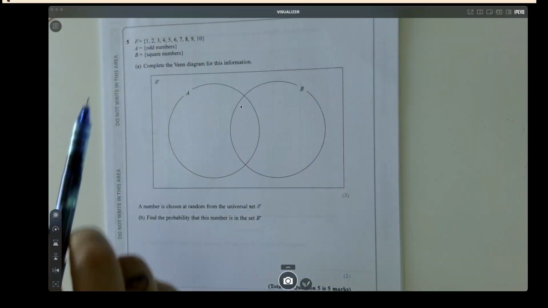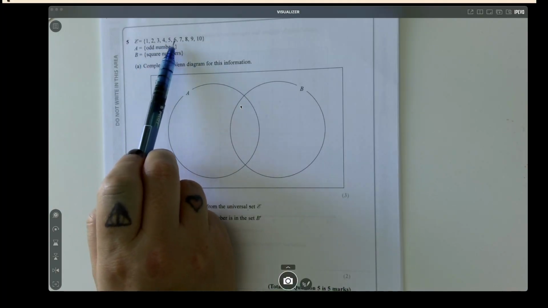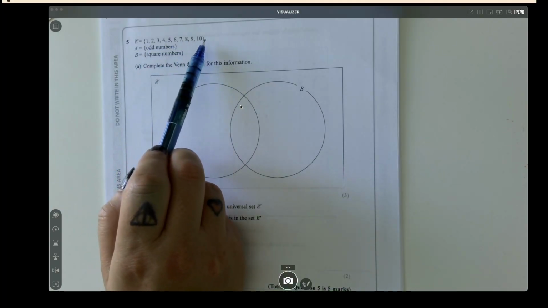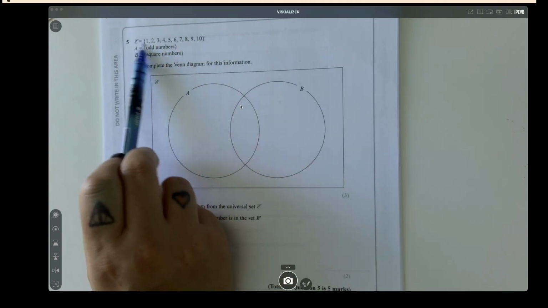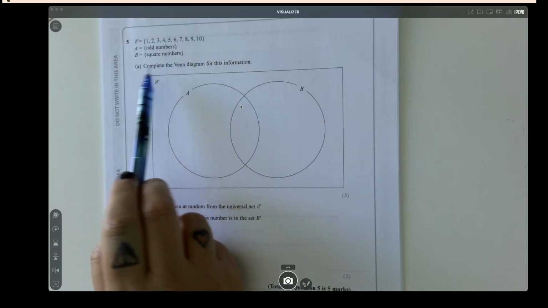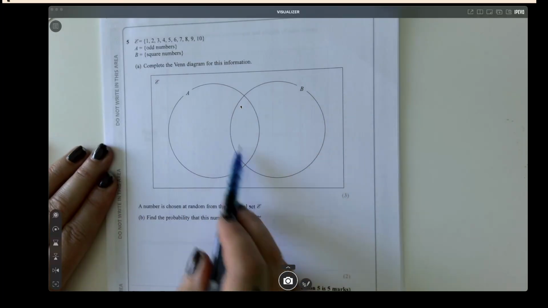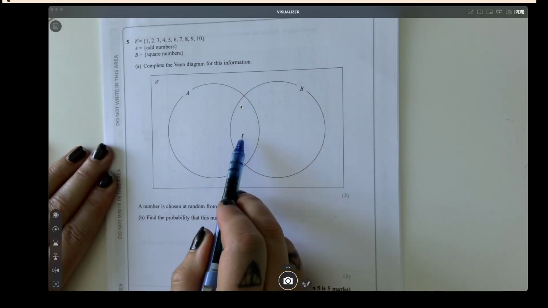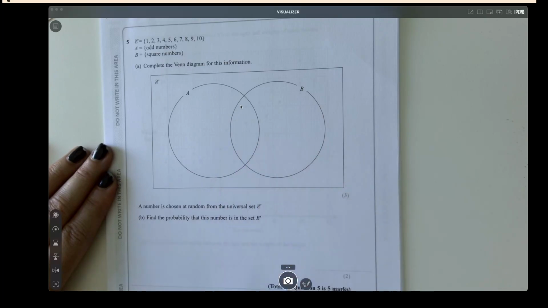Question 5. So we have the universal set that contains the numbers 1, 2, 3, 4, 5, 6, 7, 8, 9 and 10. Set A are all the odd numbers in this set, and B are all the square numbers in this set. Part A, complete the Venn diagram for this information. So we have a circle for A and a circle for B. The intersection in the middle is where we put any values that appear in both A and B. So let's have a look.